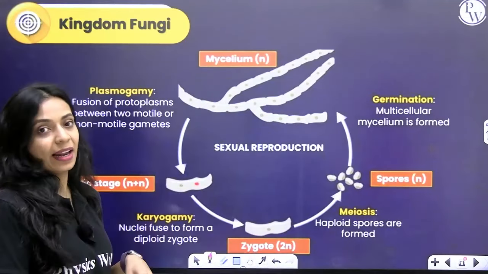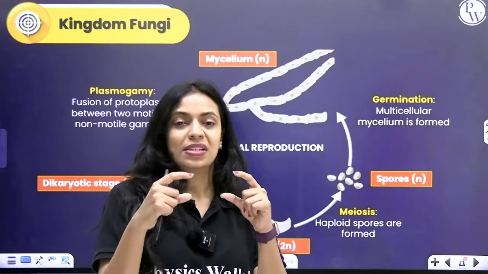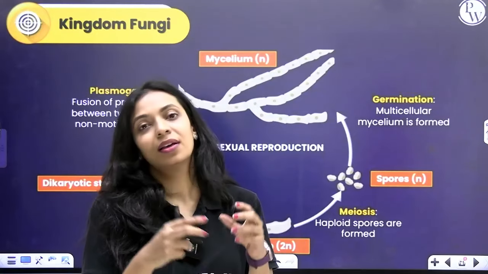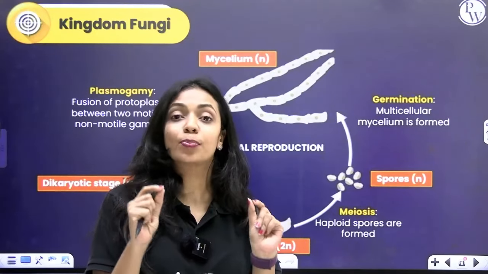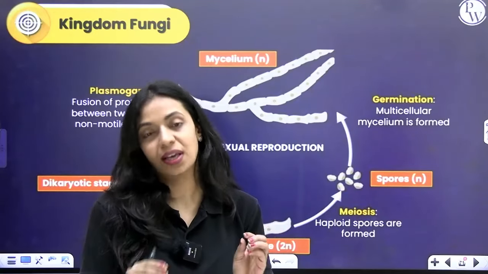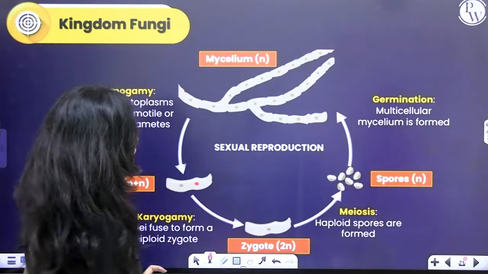So the first thing that happens is, when 2 cells of opposite mating types, as we call them, are fusing, first the protoplast will fuse. The protoplasm of these 2 cells will come together and fuse. That process is called plasmogamy.